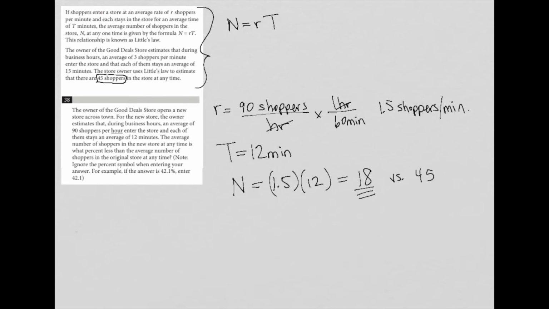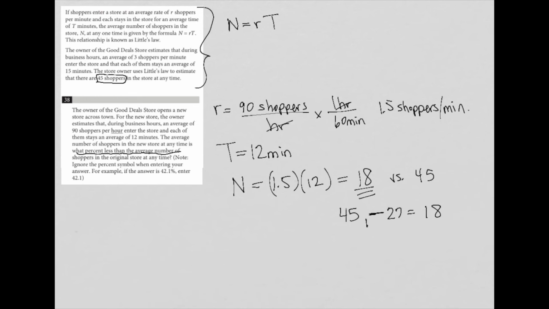So again, let me just make sure I have the wording correctly. What percent less than the average number of shoppers? All right, so basically, if 45 shoppers are at the old store at any time and 18 are at the new store at any time, then the difference there, right, so 45 minus 18 is 27. So 45 minus 27 equals 18.